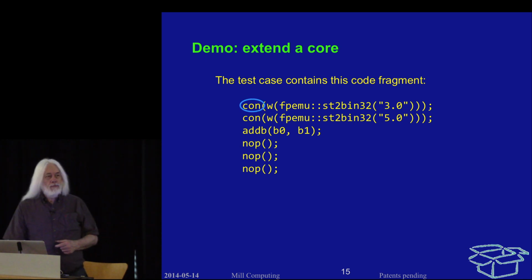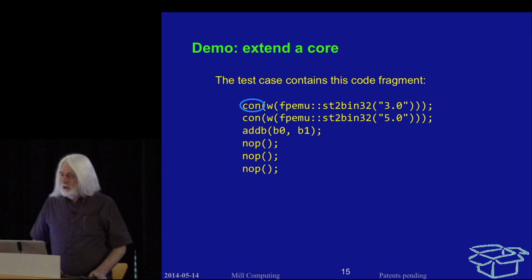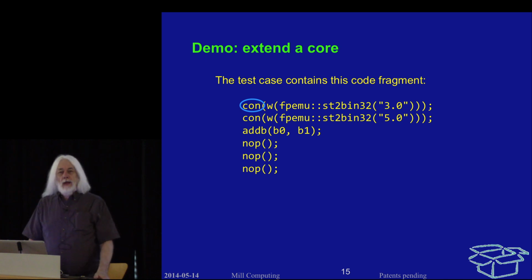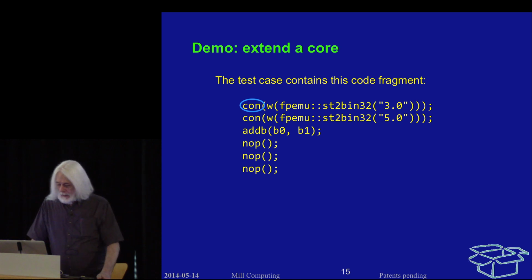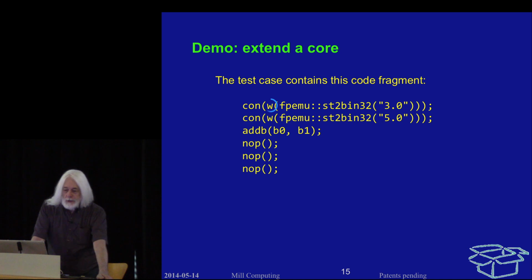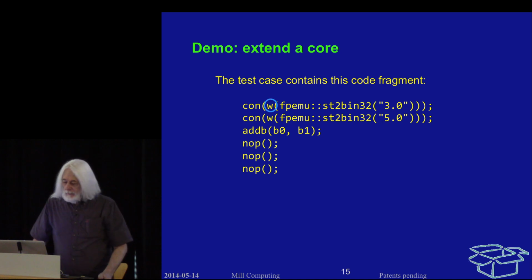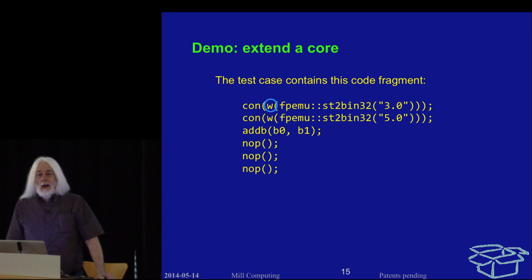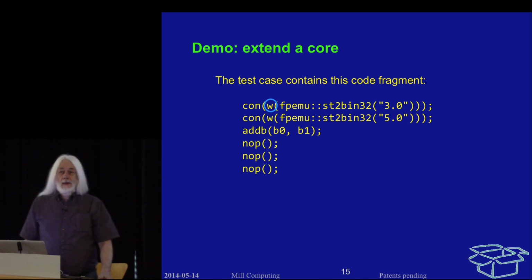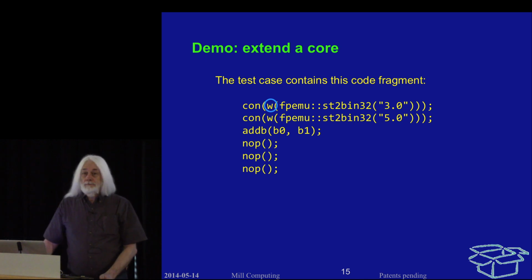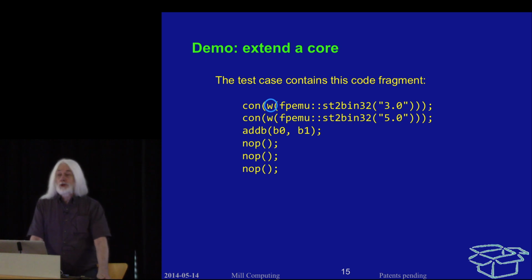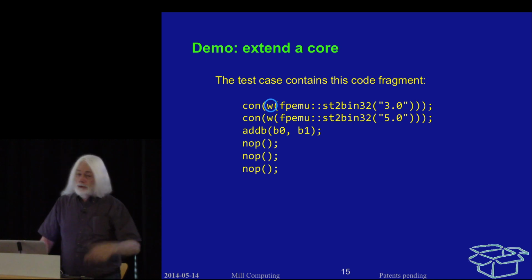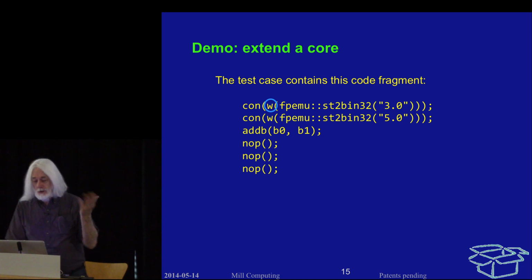There is a machine operation called con, meaning constant, and its job is to take a literal constant and drop it on the belt. The W there says that this is a 4-byte operation, that the constant we are to produce is a 4-byte constant. You can have a 1-byte constant or an 8-byte constant or whatever.